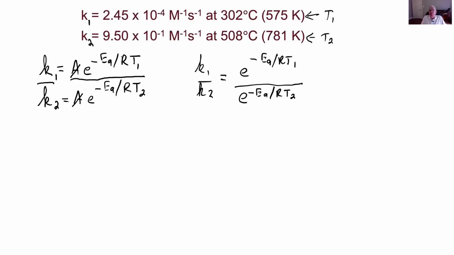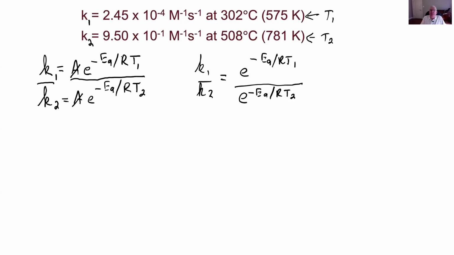When you get to that point, there's good news and bad news. The good news is the only thing in that equation that we don't know right now is E sub A, the activation energy that we're trying to solve for, okay? So that means we should be able to solve for it. The bad news is it's in there in 2 places and they're both in exponents. And that means solving for it is a little bit of work, all right?